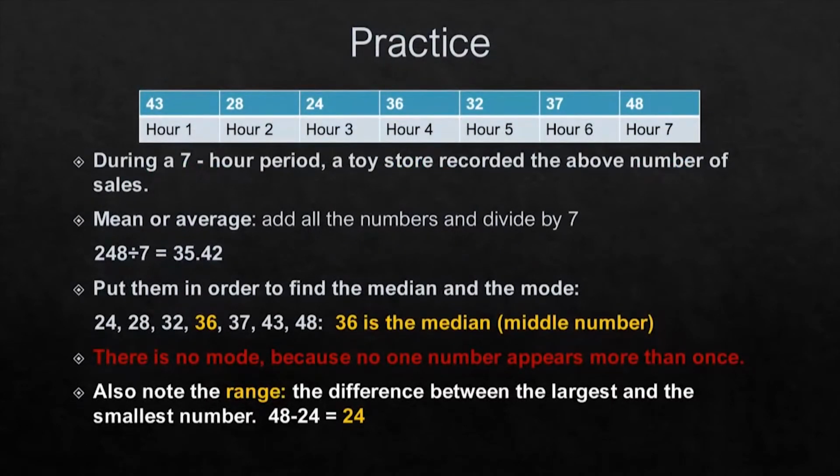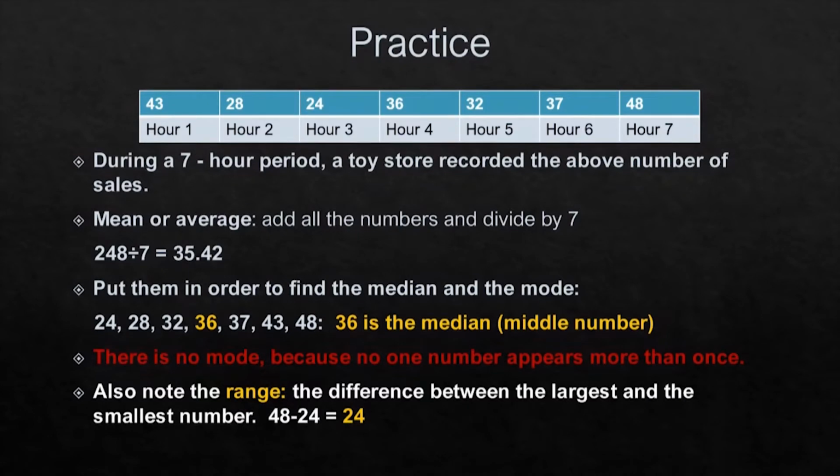Our next slide shows us an example. During a 7-hour period, a toy store recorded the above number of sales. So you have 7 hours there, and how many sales happened in each hour? So you have 43, 28, 24, and so on. If you want to find the average number of sales, or the mean, you're going to simply add up all those numbers and then divide by 7.